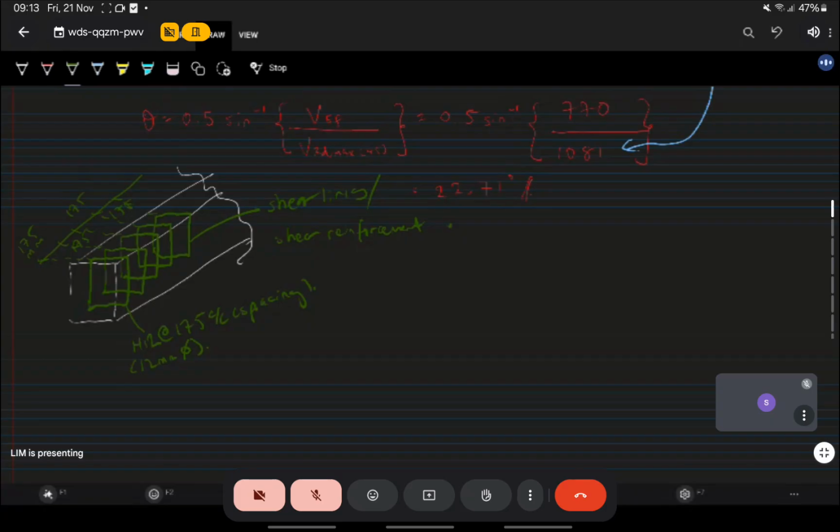So now, to continue answering the question, you need to know the area of this shear link. The ones that actually contribute are only the vertical ones. This one and that one, those two. So when we calculate area, what you're actually calculating is the area of those two vertical bars.